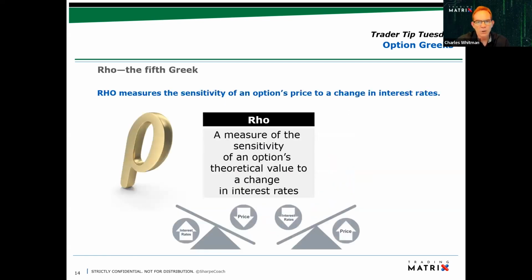The final Greek is called rho. We're not going to get into rho too much because rho is actually somewhat complicated. It is the fifth Greek. And what rho does is it measures the sensitivity of an option's price to a change in interest rates. Rho affects stock options differently than it affects futures options, and this is because of how margining is done. The margining is done differently. So we're going to put that to the side for today, but that's rho. Rho is a sensitivity to a change in interest rates.